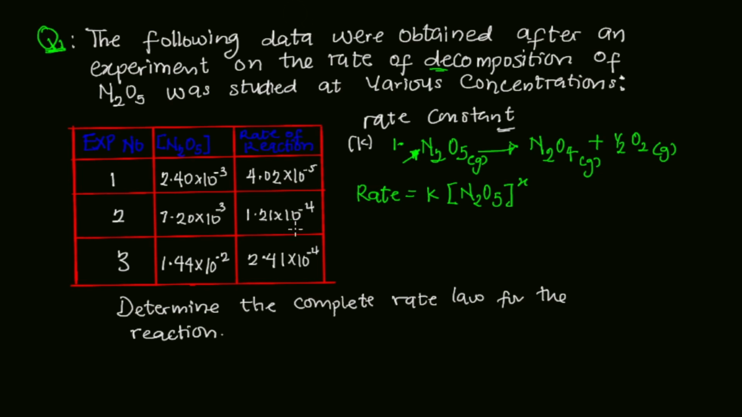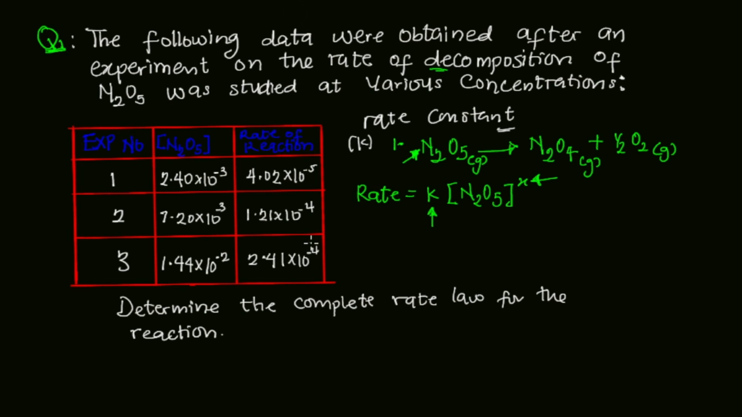As you can see, this is the rate of reaction in this column of the table. And look at this column as well. This is the concentration of this reactant, and the number of experiments is the number of times the experiment is repeated. We are now asked to determine the complete rate law for the reaction. Although this is the rate expression, something is missing, and what is missing is the rate constant and also the order of reaction. So you have to determine everything experimentally.